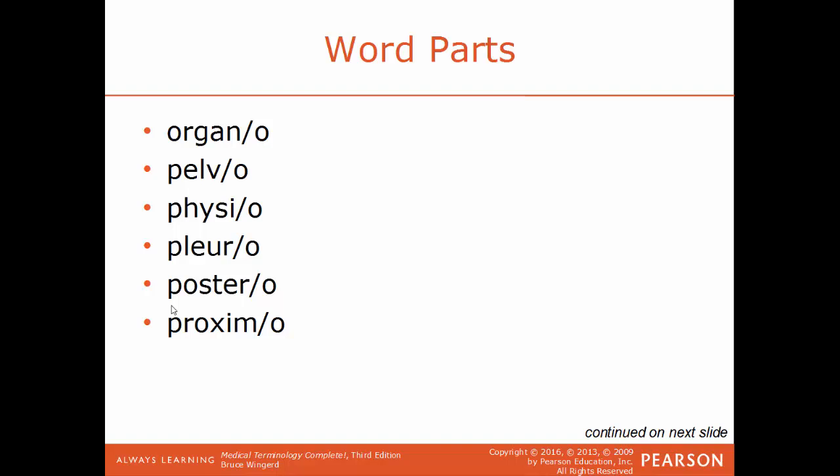Physio is a reference to nature or function, more specifically the function, and we'll talk about that here in a few minutes when we compare anatomy versus physiology. Pleuro is a reference to the pleura, which are a set of 2 membranes that cover the lungs and the thoracic cage. Postero is a reference toward the back. This would be the opposite of anterior. So anterior is toward the front, posterior is toward the back.